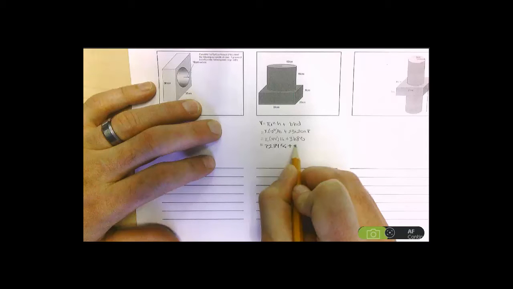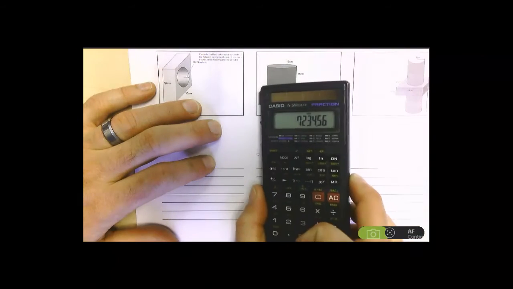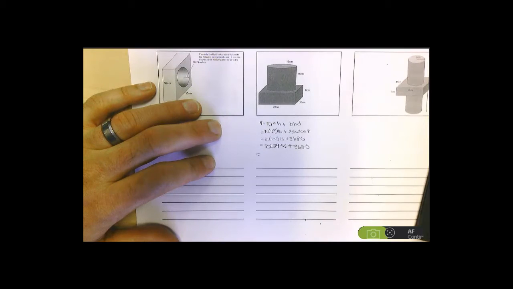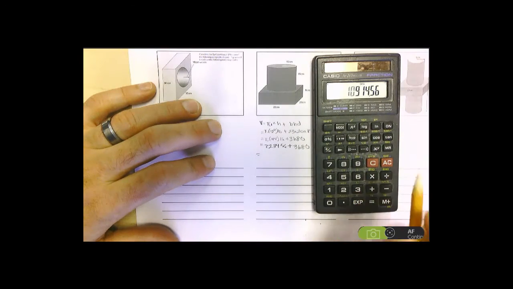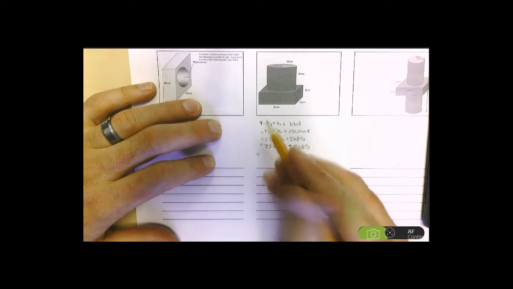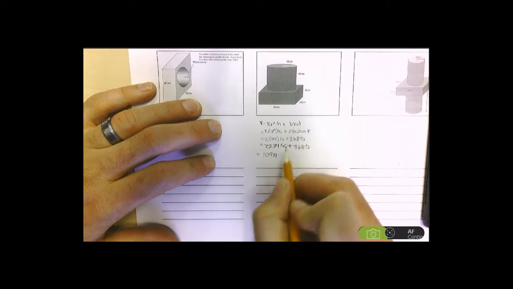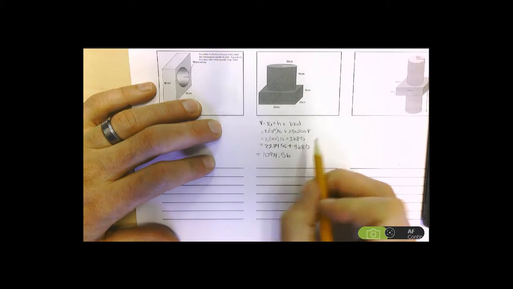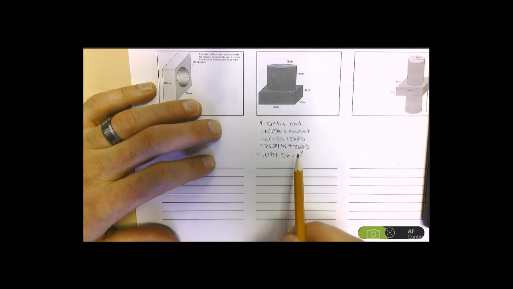So we end up with 7,234.56 plus 3,680 equals 10,914.56. Now this is going to be centimeters cubed. That's a really big number, so maybe we can convert it into meters.